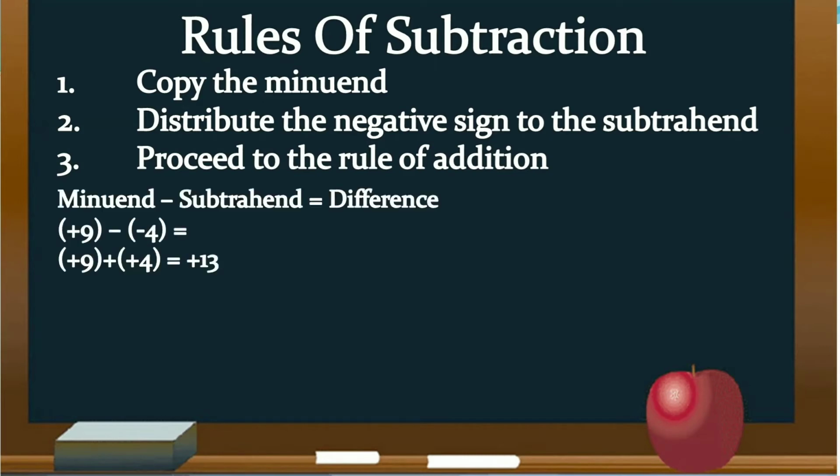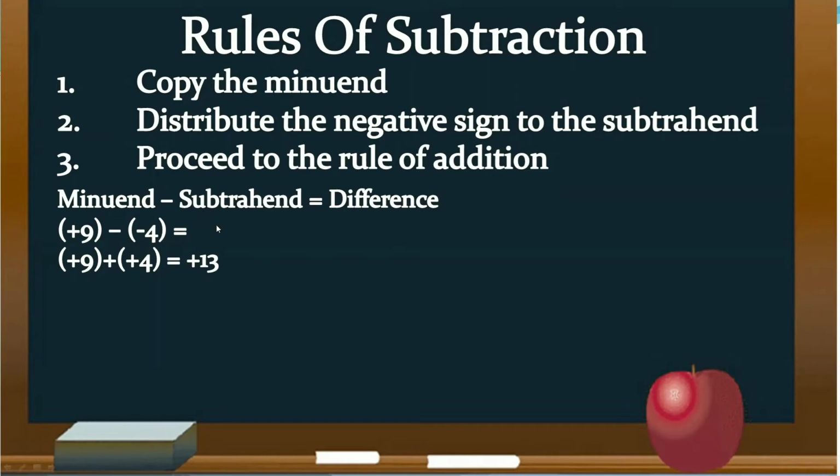Let's have an example. Minuend minus subtrahend is equal to difference. This is an equation of subtraction. The first number is called your minuend. The second number is called your subtrahend, and the result in the subtraction process is called difference. Let's have an example. Positive 9 minus negative 4. The minuend is positive 9, since it's the first number written in the equation. Negative 4 is our subtrahend, since it's the second number written in the equation.